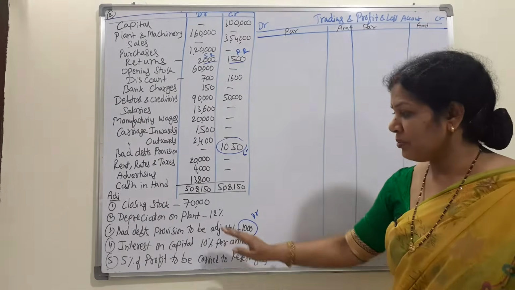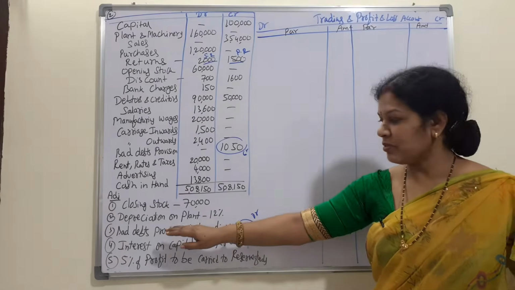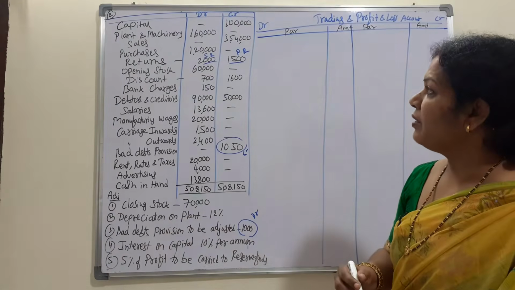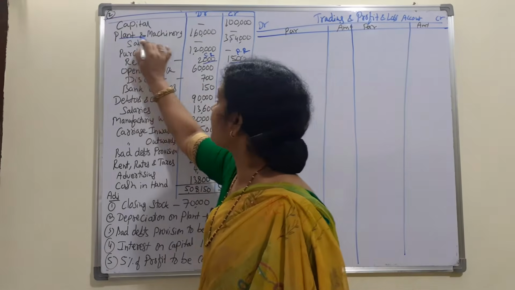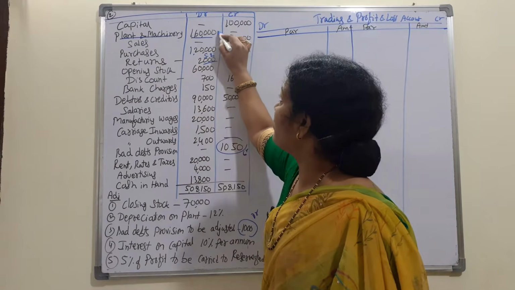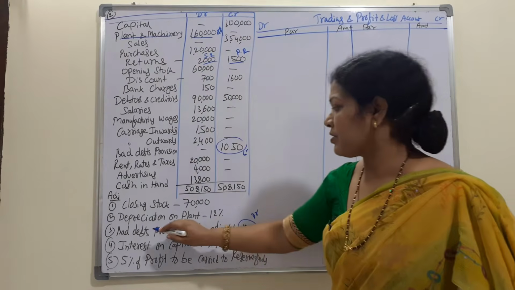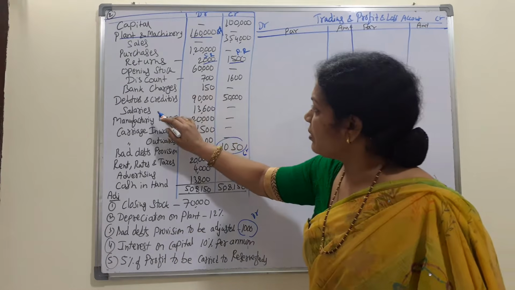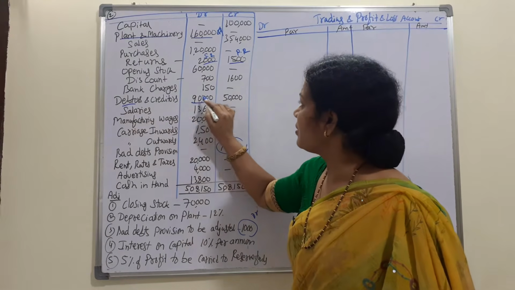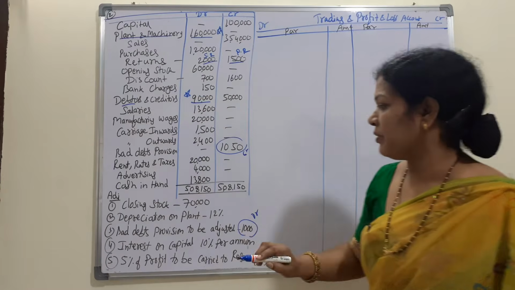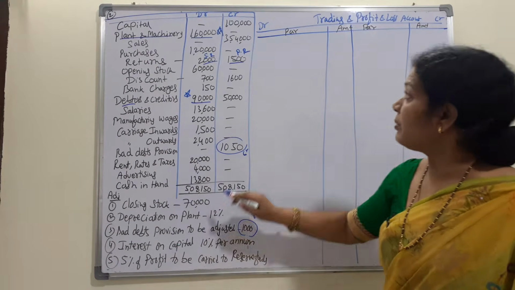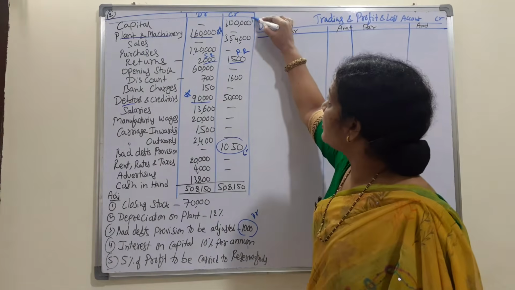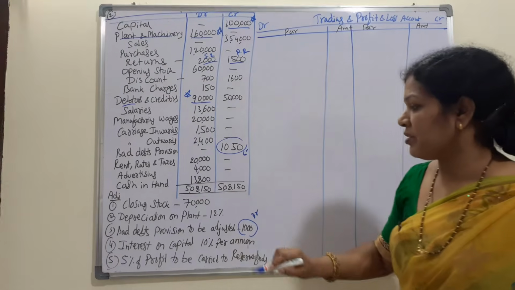Clear? Now first we will put a tick mark on the adjustments where we have depreciation on plant. Where is the plant? Plant is here. We have an adjustment. Next, bad debts provision will be on debtors. Where are the debtors? It is here. There is an adjustment for debtors. Interest on capital, capital is here. Capital also has an adjustment.